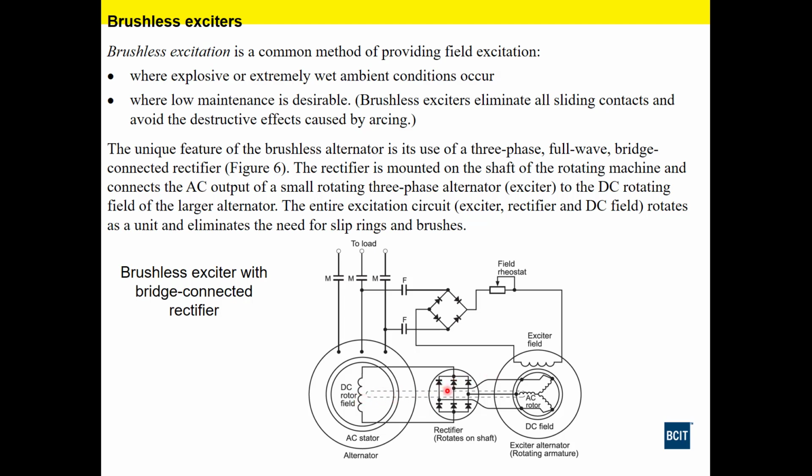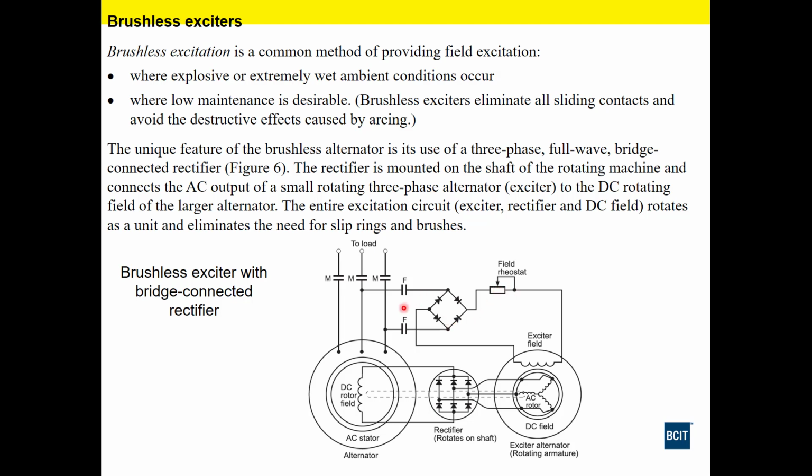Now, the beauty of this is there are no contact moving parts outside of the bearings. We don't have brushes or slip rings anymore. Low maintenance. Okay? Now, how do we control the current on this one? Well, our AVR would be incorporated over here where we have this field rheostat. This is a pretty crude and elementary way of controlling our output voltage from our alternator.